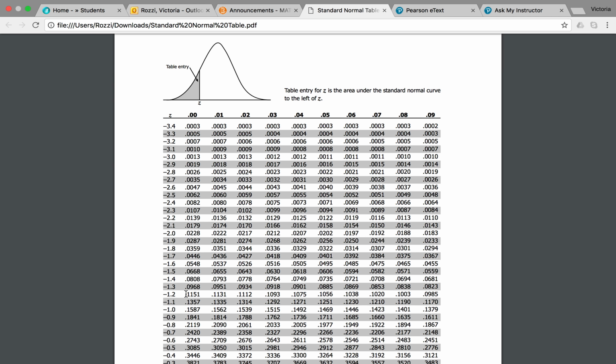And then I'll look to the side, and I have negative 1.3. And I look up, and I have the 1. So that makes negative 1.31. So we'll record the positive 1.31. And that's how you would get the answer by hand.